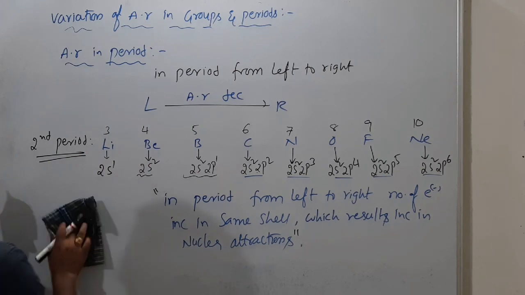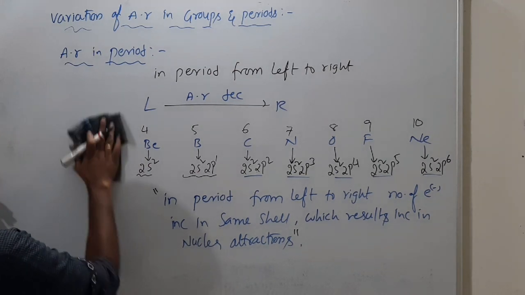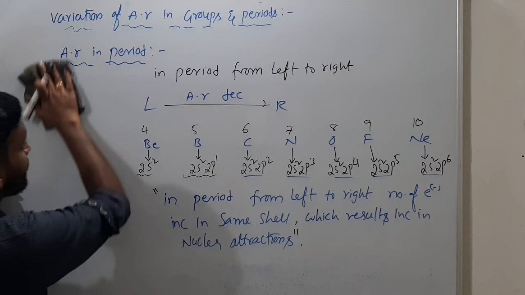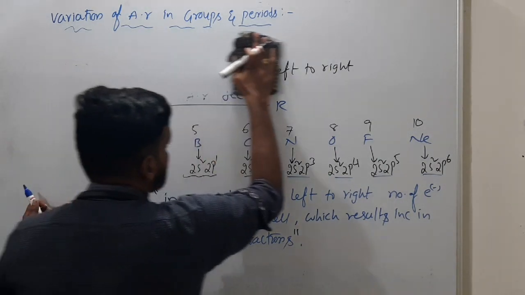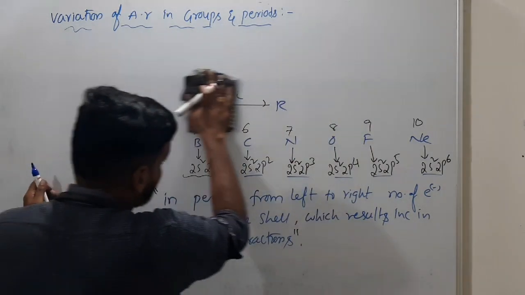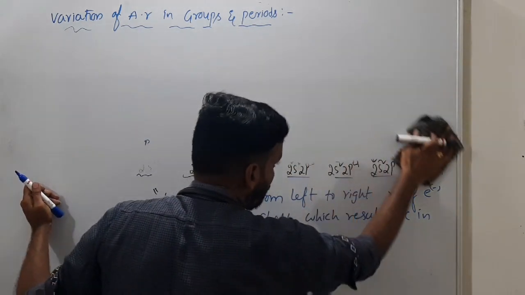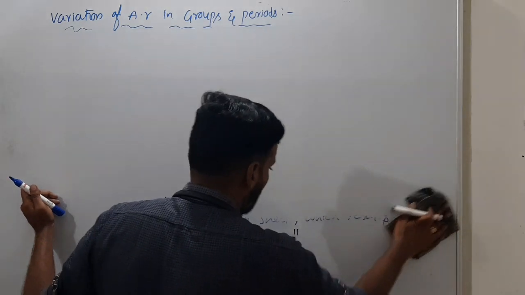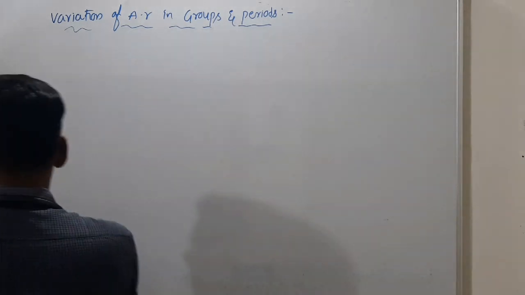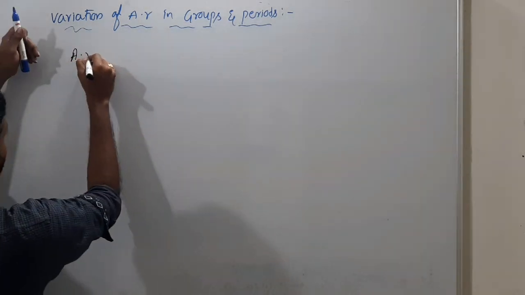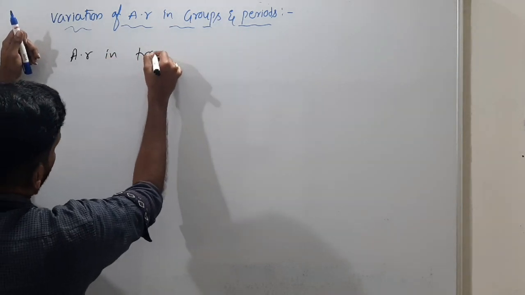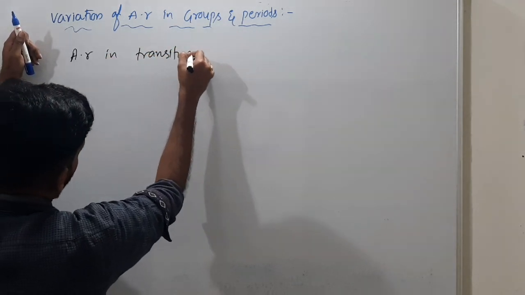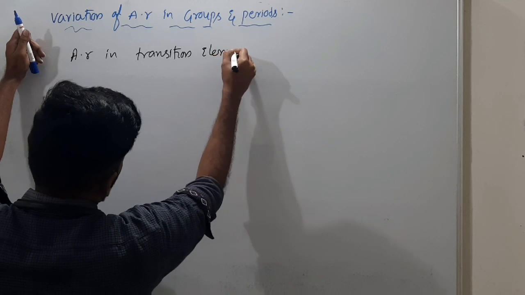Okay. Now we will discuss atomic radius in transition elements, or d-block elements and f-block elements. There is one small concept we have to discuss. So what is that? Let's see. Atomic radius in transition elements.